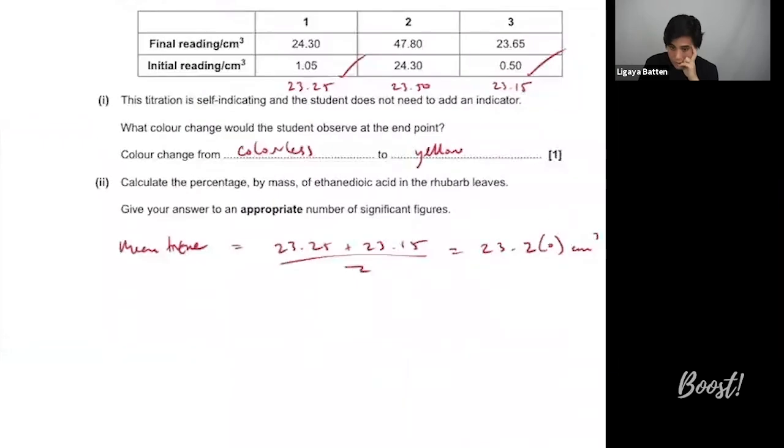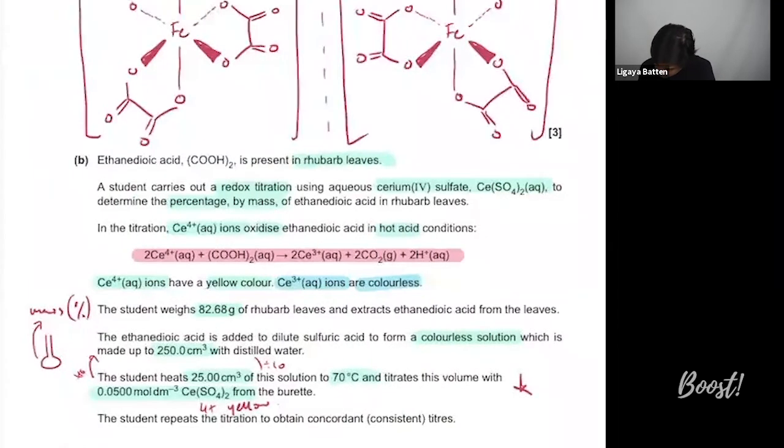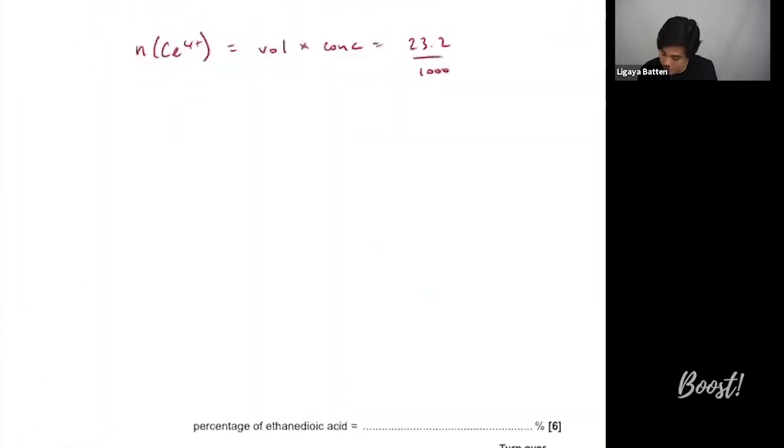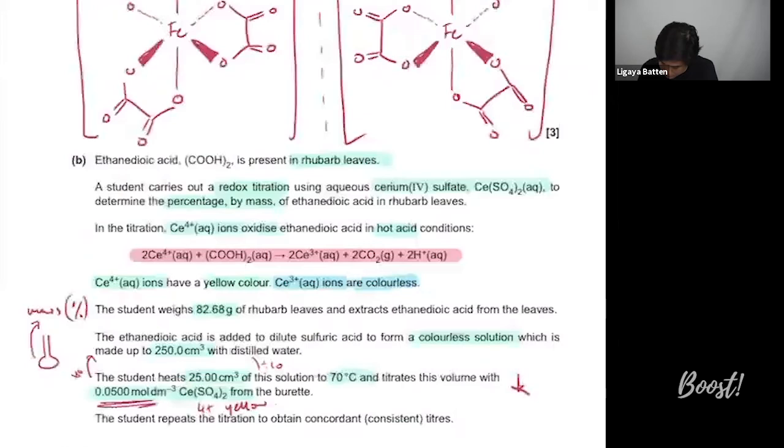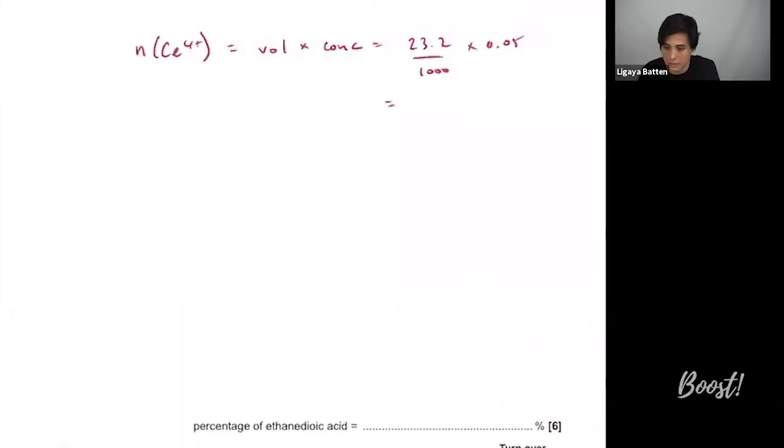Remember over here was the Ce4+ ions. So the moles of the Ce4+ ions will be the volume times the concentration. Okay, so the concentration is here, 0.05 moles per decimeter cubed. Okay, so the volume is 23.2 divided by 1,000, remembering to always convert to decimeters cubed, times by 0.05, that was what we just got, wasn't it? Yeah. And that gives us 1.16 times 10 to the minus 3.